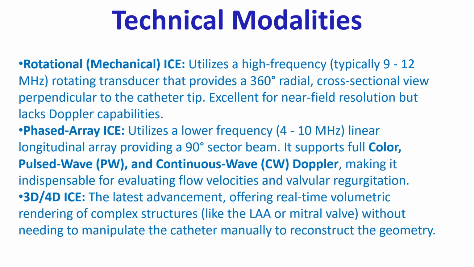Phased array intracardiac echo utilizes a lower frequency 4 to 10 MHz linear longitudinal array providing a 90 degree sector beam. It supports full color, pulse wave and continuous wave Doppler, making it indispensable for evaluating flow velocities and valvular regurgitation. 3D/4D intracardiac echo, the latest advancement, offers real-time volumetric rendering of complex structures like the left atrial appendage or mitral valve without needing to manipulate the catheter manually to reconstruct the geometry.